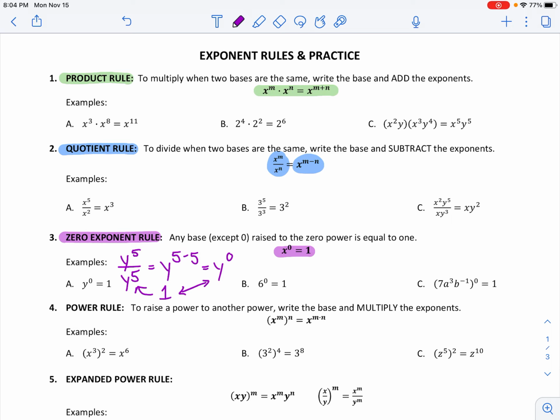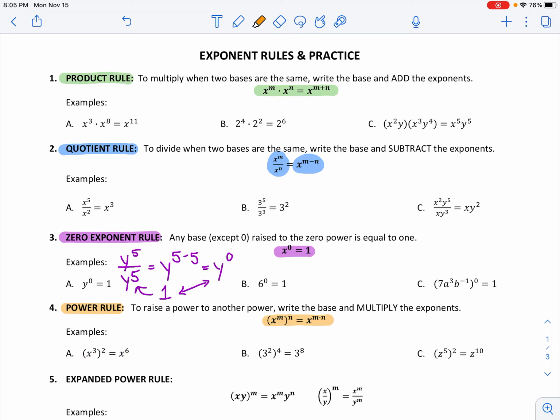All right. The next up is the power rule. Power rule is when you have a power raised to another power, then you multiply the powers together. Okay? So looking at example A here, x cubed to the second power, that means x cubed times x cubed. That would give you 3 plus 3 is 6. Or the shortcut is just do 3 times 2 is 6. Okay?